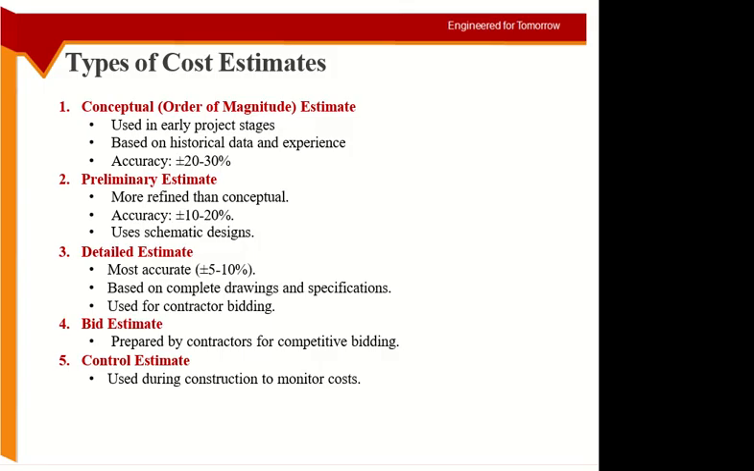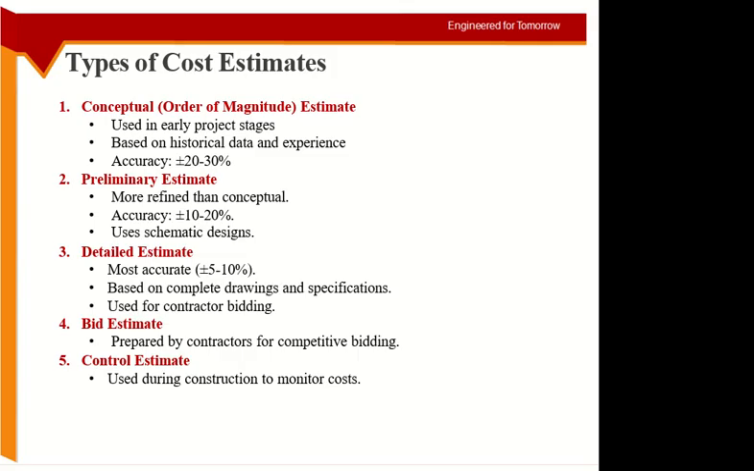So this is where you have already employed the consultant, and the consultant has already done their job, and on the basis of their design specifications you come up with the cost estimate, which is very accurate, and this is the one which you will use for bidding for the contractors.